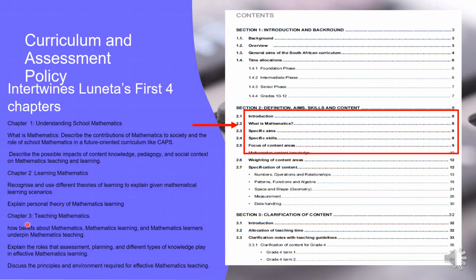And the third chapter would be teaching mathematics: how the beliefs about mathematics, mathematics learning and mathematics learners underpin mathematics teaching, and explaining the roles that assessment, planning, and different types of knowledge play in effective mathematics learning. Also discussing the principles and environments required to effectively teach mathematics. All very well. The first 3 chapters of Luneta go very well with section 2 of CAPS.